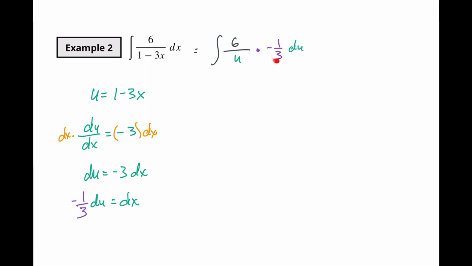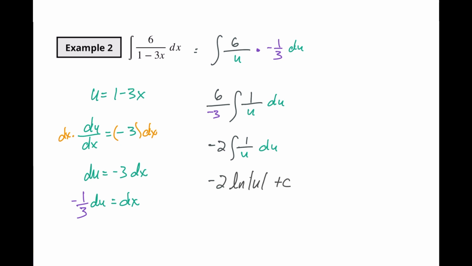So I'm going to bring my constant values outside. So I've got 6 over a negative 3, and I'm going to integrate 1 over u du. All right, well, I can do this even before I start integrating. 6 divided by negative 3, that's just negative 2 times the integral of 1 over u du. Again, the integral of 1 over u, that's just ln. So I got negative 2 ln absolute value of u plus c. Well, u is 1 minus 3x. So I've got negative 2 ln of the absolute value of 1 minus 3x plus c.